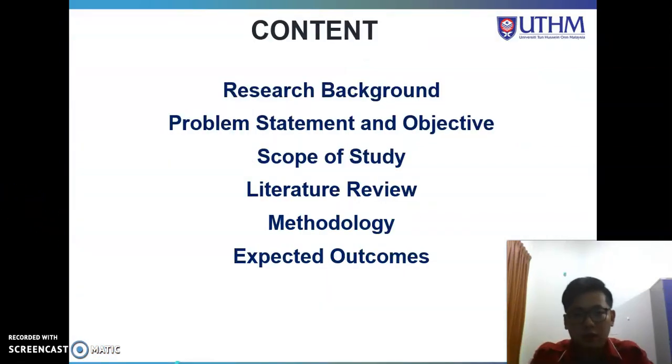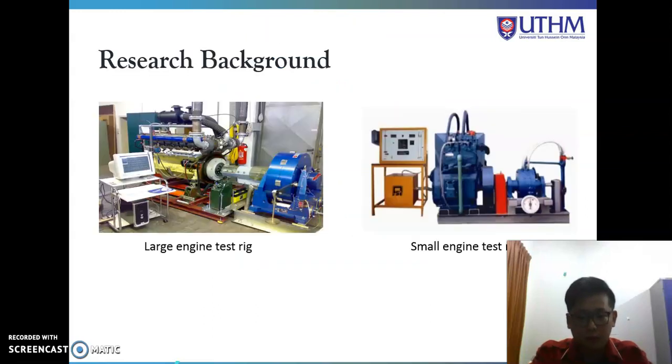So, the content in this proposal consists of research background, problem statement and objective, scope of study, literature review, methodology, and expected outcomes. First, the research background.